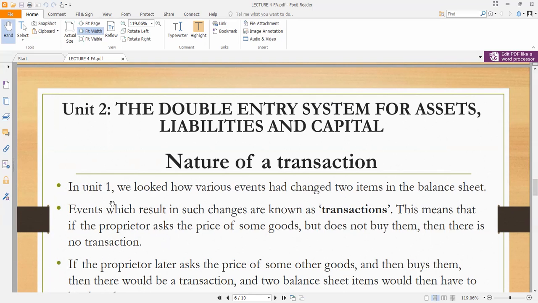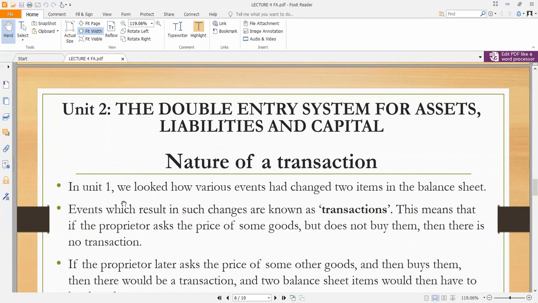In unit one, we looked at how various events had changed two items in the balance sheet. Events which result in such changes are known as transactions. So we looked at the exchange: you give, you get, you give, you get. Those events are called transactions.